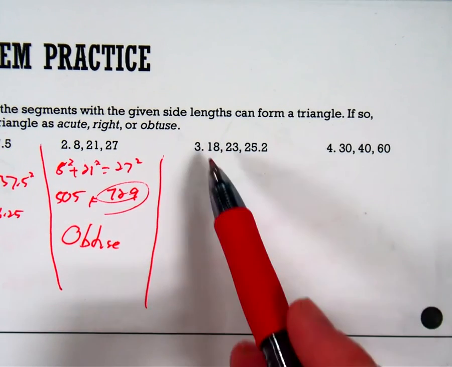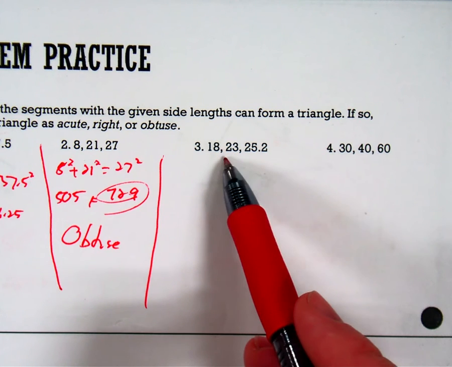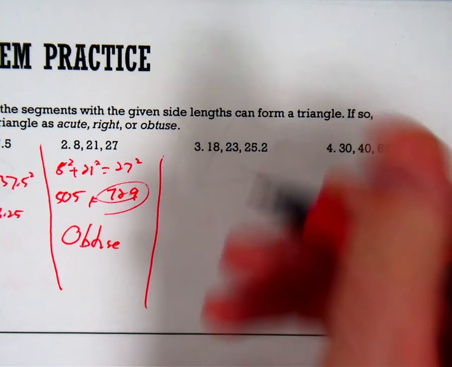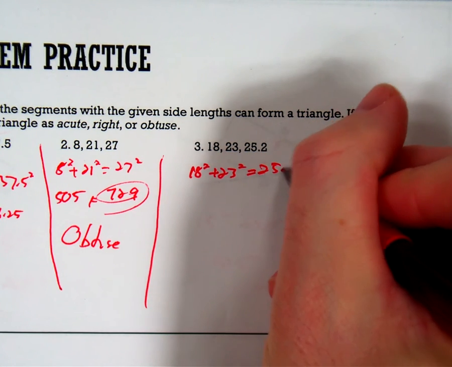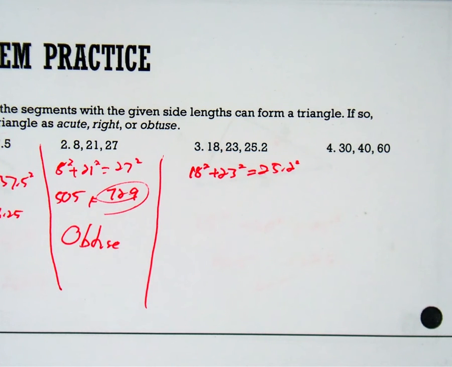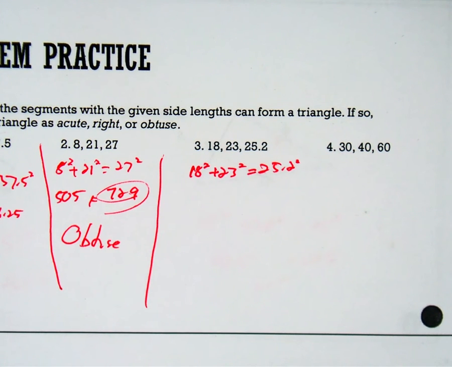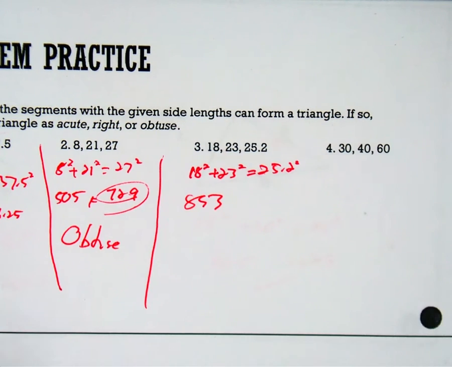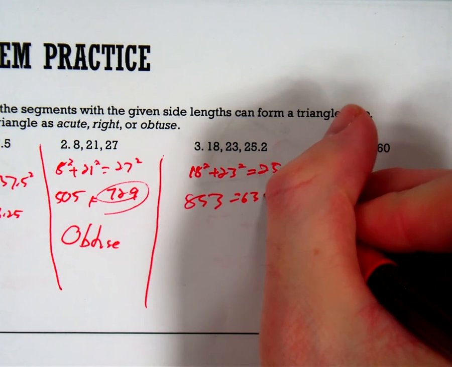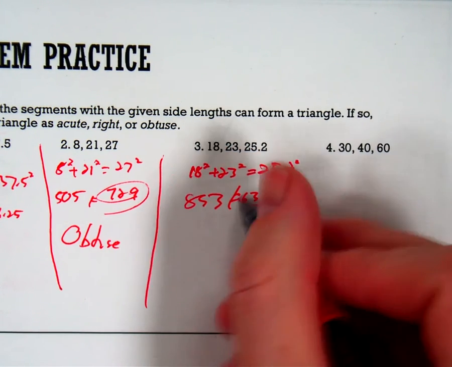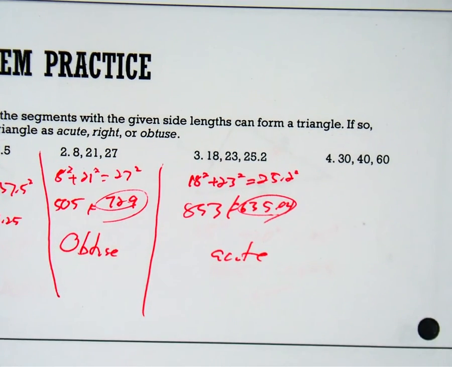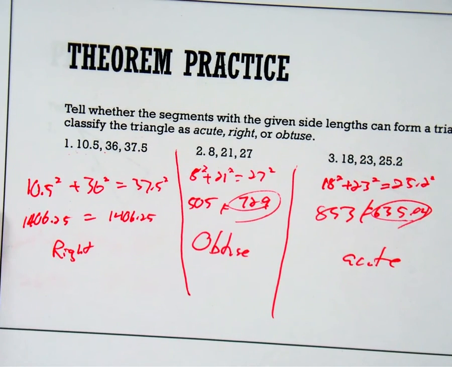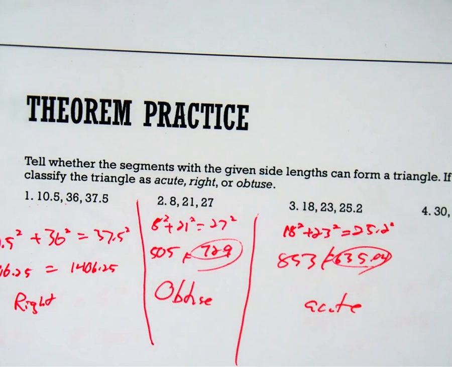Okay, 18 plus 23, that's going to be 41. Alright, so that's going to be bigger than that, so it does make a triangle. 18 squared plus 23 squared is 853, and 25.2 squared is 635.04. Not equal. The c squared side is much smaller here. It's going to be an acute triangle. Okay, so there's the three examples, one of each. Alright, that should get you started there.